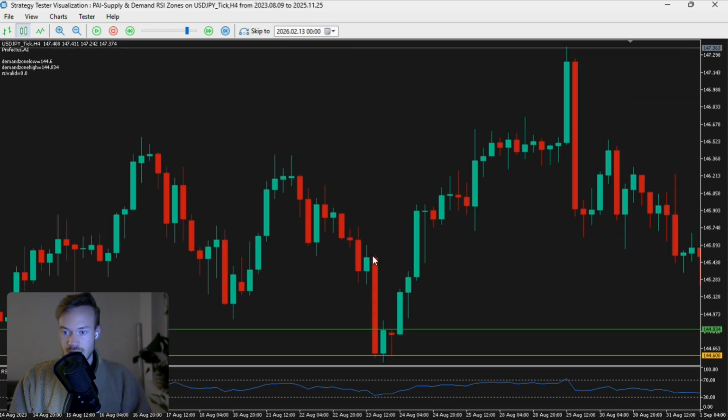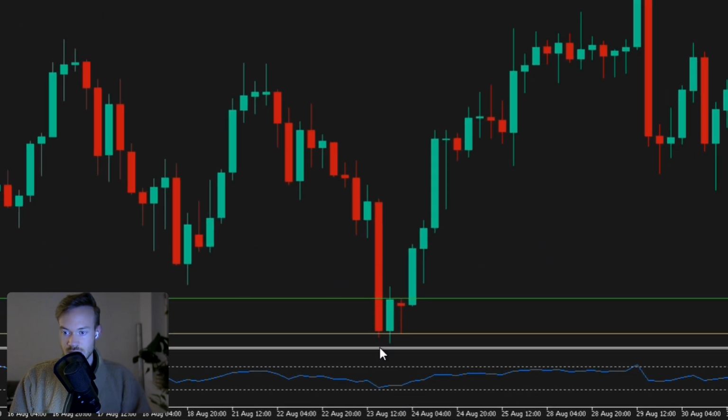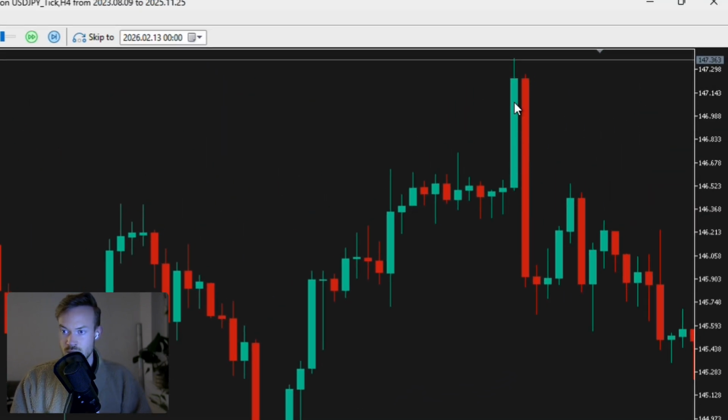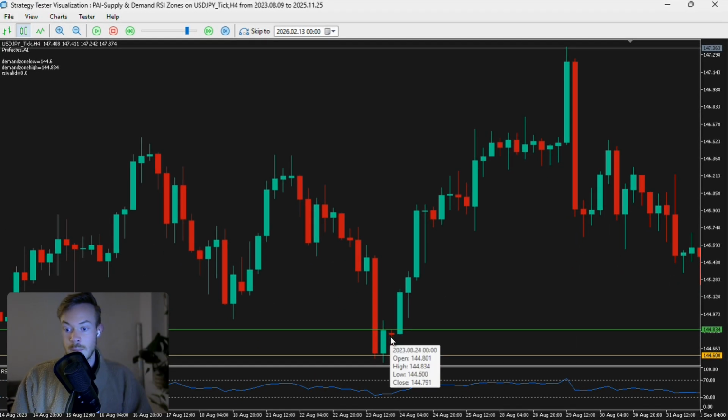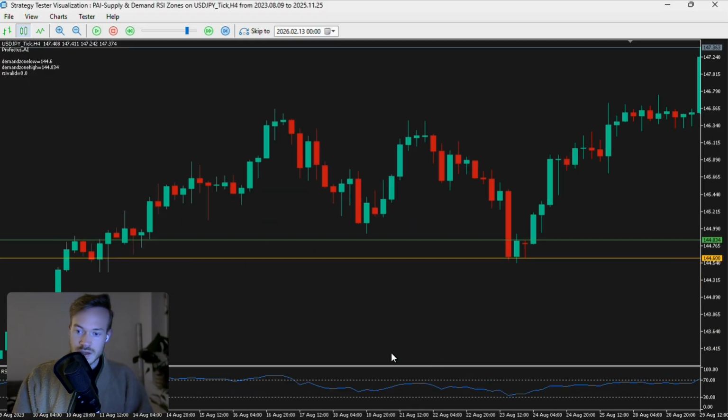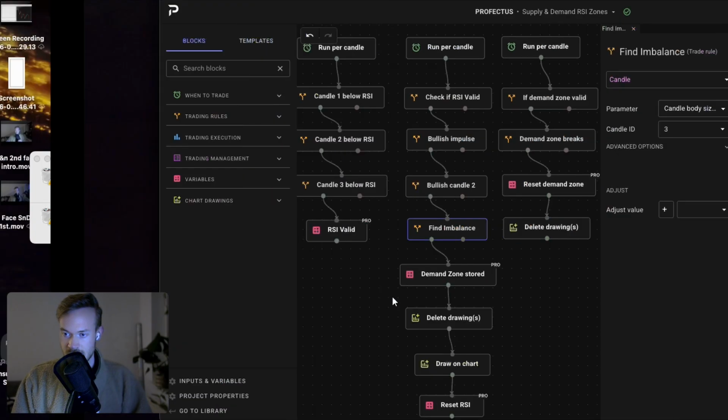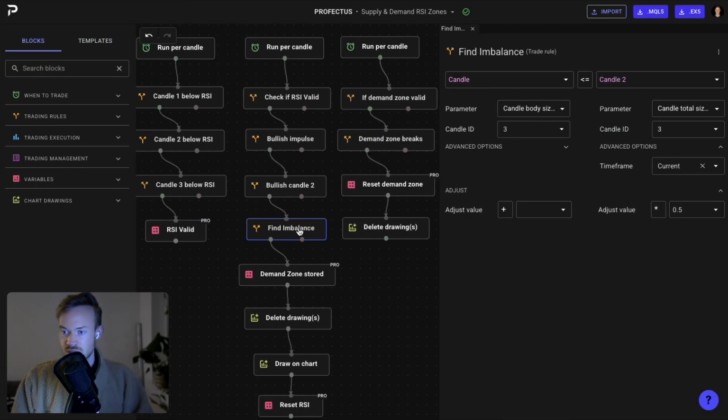The opposite would be candles like this one, right? A clear move to the downside, or here a clear move to the upside with a small wick though, but the body is taking the biggest part. And we simply defined that the body is smaller than 50% of the complete size of the candle. So this condition will be met in that case, right? Our imbalance will be here defined as candle ID number 3.